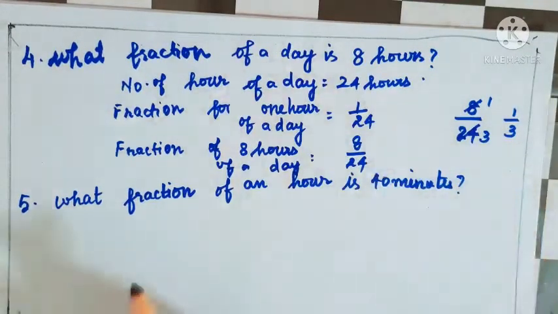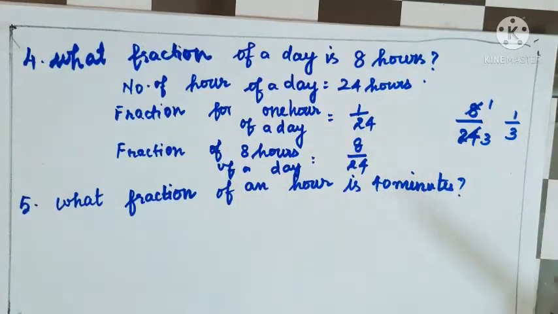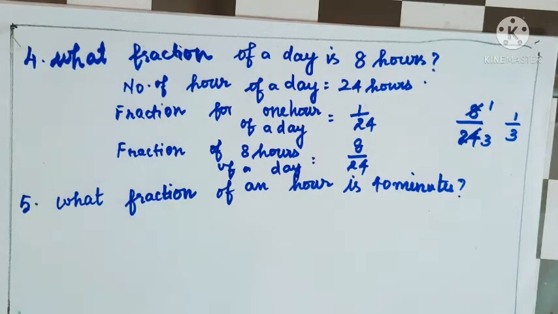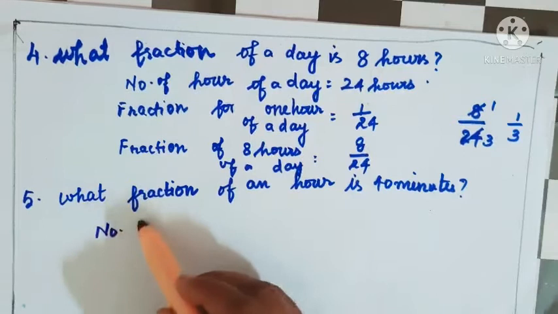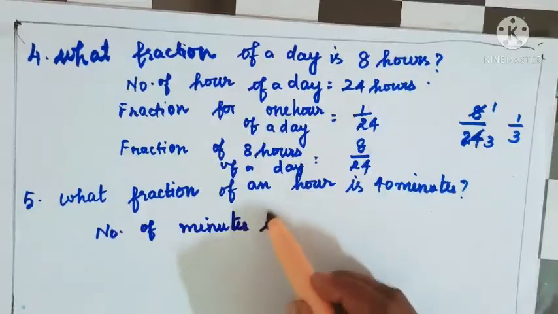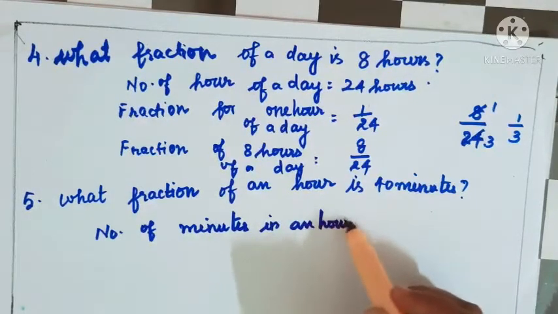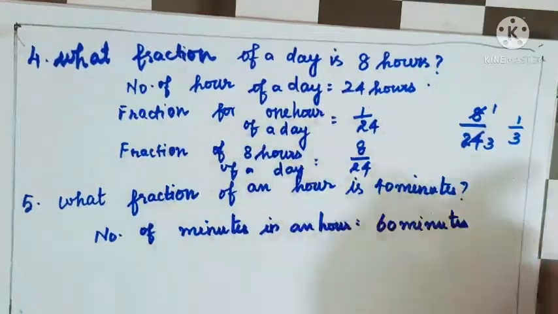Okay, fine. Next question is, what fraction of an hour is 40 minutes? Okay. So here first what you have to write is number of minutes in an hour. So number of minutes in an hour is, 1 hour is equal to how many minutes? 60 minutes. That you have to write first. Very good. 60 minutes. That first step you complete.